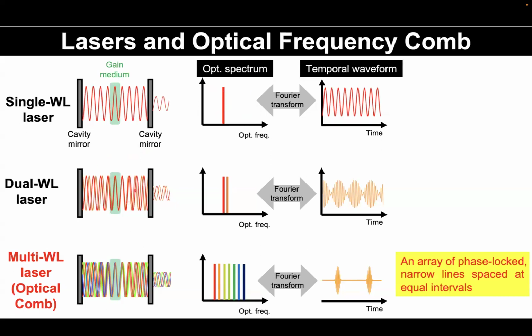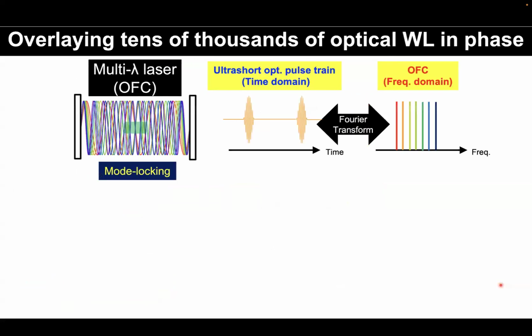If we have two waves, we get a two wavelengths laser, or dual wavelength laser, giving an optical beat signal in time and two lines in the spectrum. An optical frequency comb has many wavelengths, like tens of thousands. In time, it makes an ultra-short pulse. In frequency, we see an array of phase-locked narrow lines spaced at equal intervals.